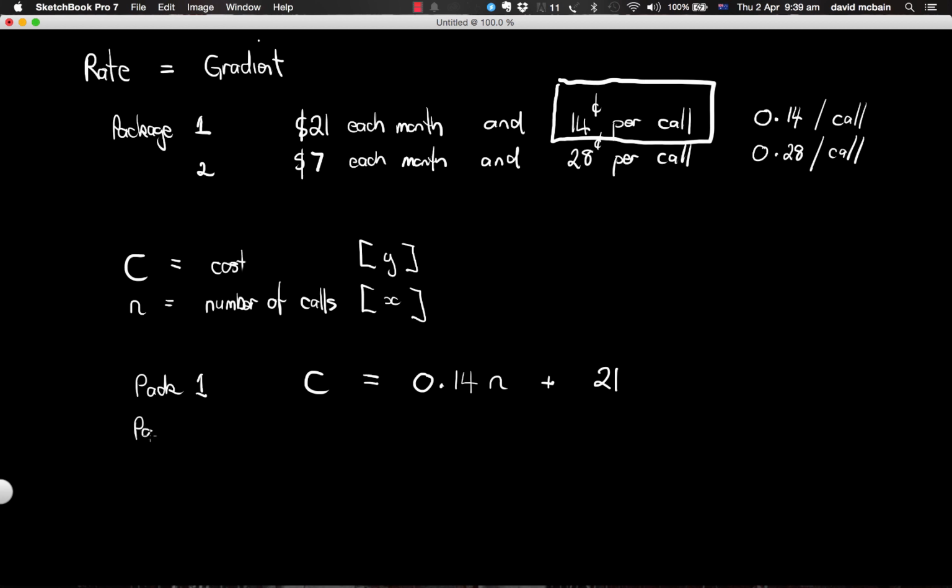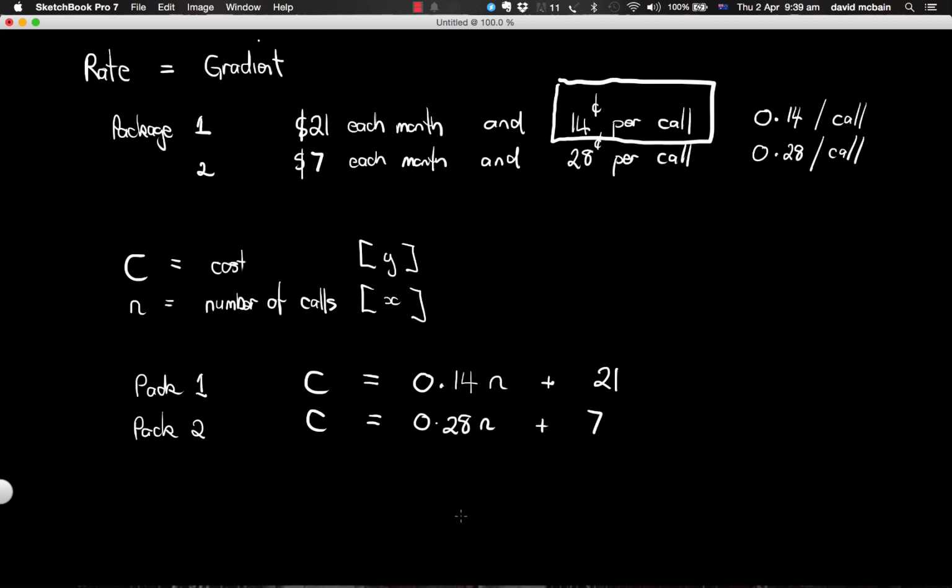In package 2, the cost we pay each month will be the rate. Now the rate in this case is higher, it's 0.28 times the number of calls, but the monthly fee is less, so plus 7. So there's our two equations. And this actually looks very similar to simultaneous equations, where we've got two different linear equations and we should compare them. So we could do that, in fact.